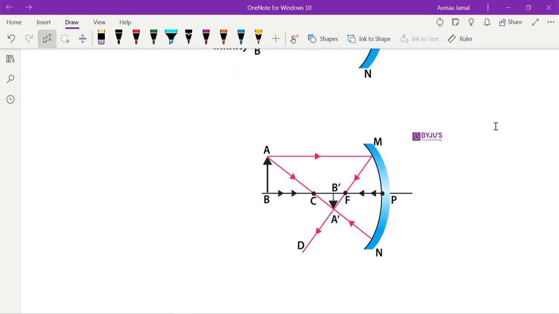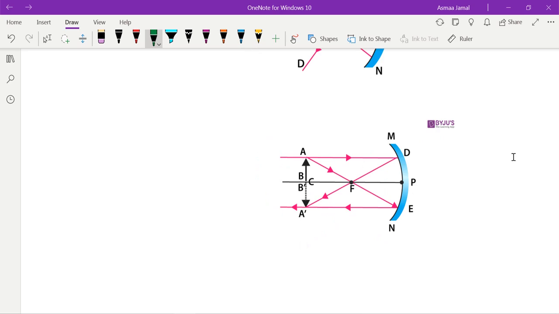If we place the object behind the center of curvature of that sphere, we will have a real inverted image between the center and the focus, and the size will be smaller than the object. If we place the object at the center of curvature, the image will form also at the center of curvature. And of course, it will be real and inverted. The size of the image is now the same as the object size.